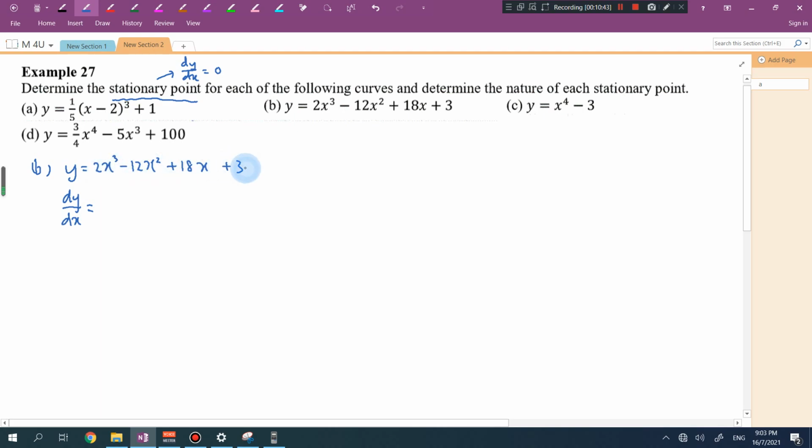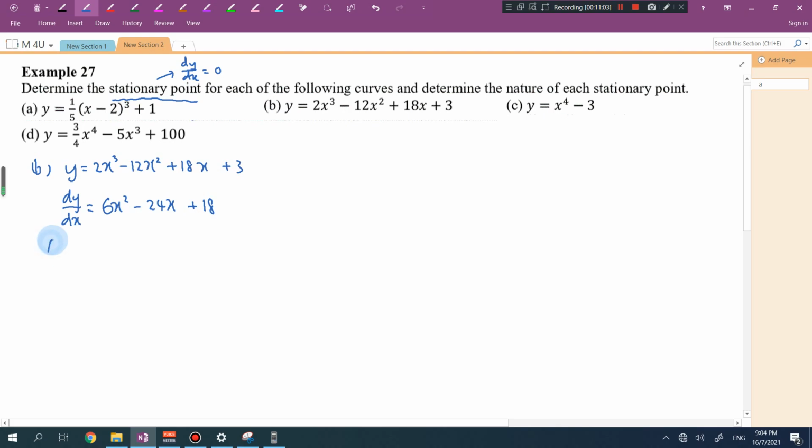Okay, just differentiate this function. I think it should be no problem, right? 3 times 2, you will get 6x squared, minus 2 times 12, 24x, plus 18. If you differentiate a constant, you will get 0.